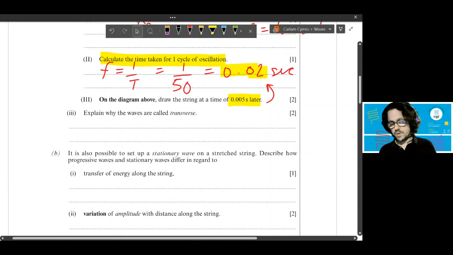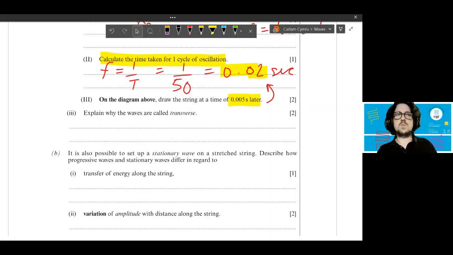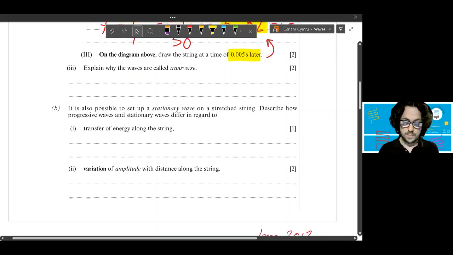Explain why the waves are called transverse. That's almost too easy. It is one of those questions where, if you haven't revised your definitions and your key terms, it's going to be impossible. But if you have, that's one moment where you can just get a free 2 marks. So learn your key terms and definitions. The oscillations are perpendicular to the direction of wave motion. Therefore, the waves are transverse.